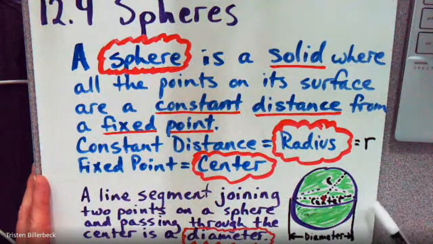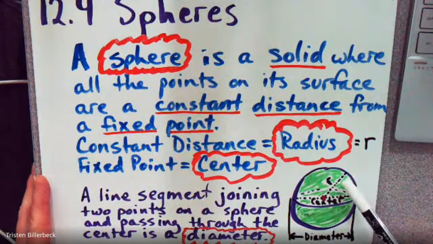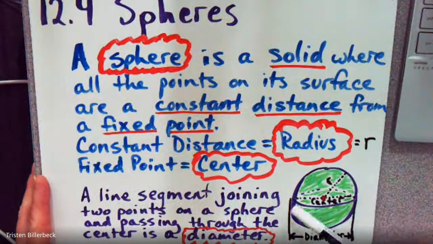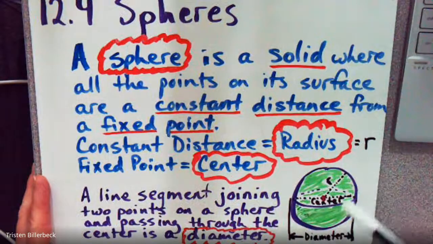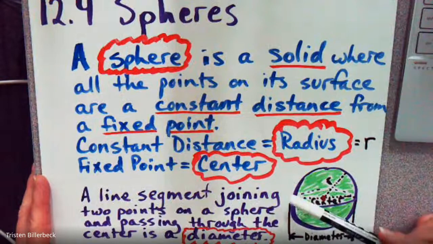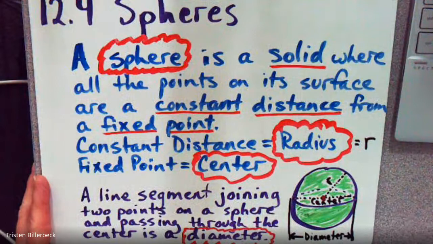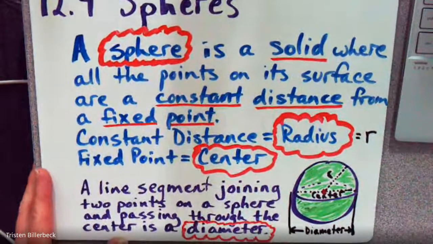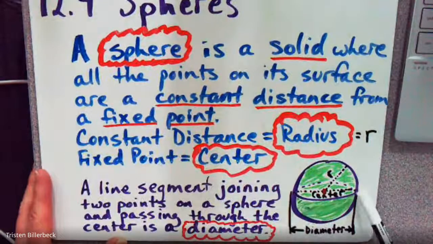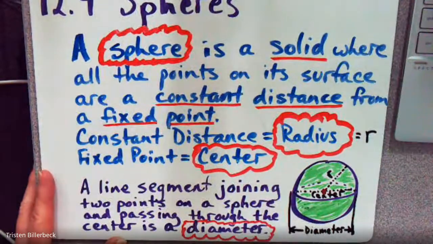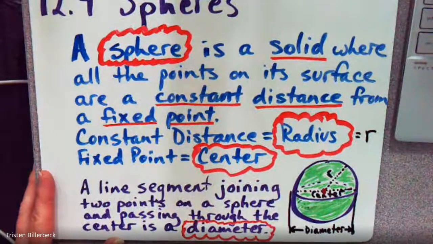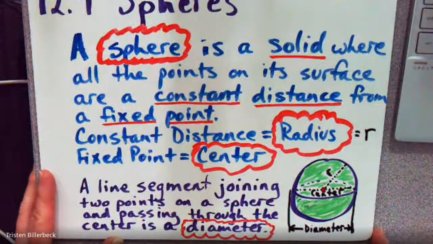So here we have a sphere, and we have the fixed center and a radius. And so it'll circulate around here, and that radius will be the same no matter where it is in that solid. And then the diameter of a sphere measures from one side of the sphere to the other side. So a line segment, this line segment, joining 2 points on a sphere, here and here, and passing through the center there, is a diameter. So that is the technical term for the diameter of a sphere.